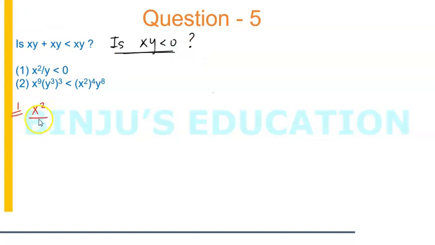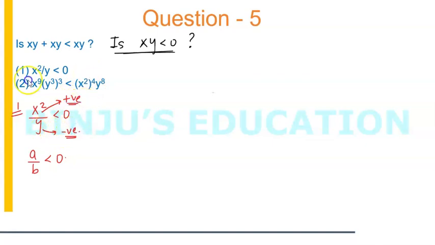X square by y is less than 0. Now if you have a by b less than 0, this works exactly like a into b less than 0. One of them is positive, the other is negative. Now again, x square cannot be negative, right? X square has to be positive or 0. It can't be 0 in this case, otherwise the entire fraction will become 0. So x square will be positive, which means y has to be negative.